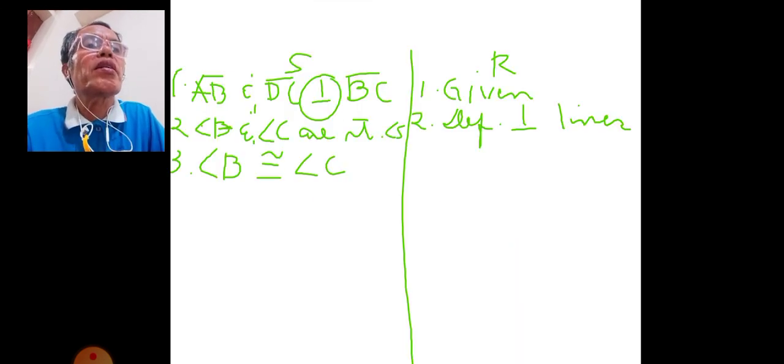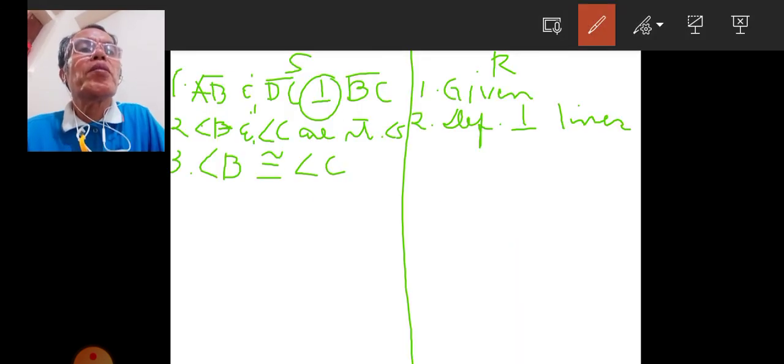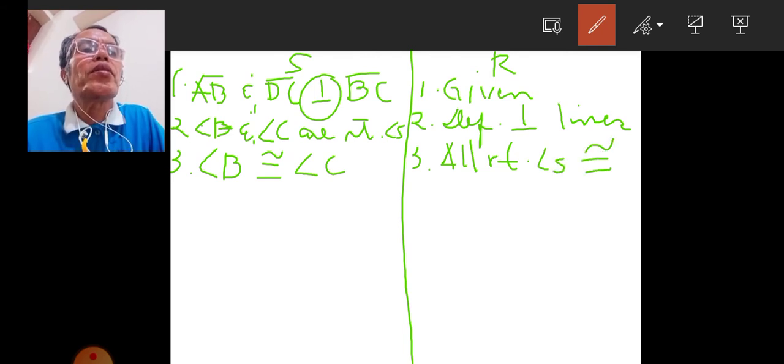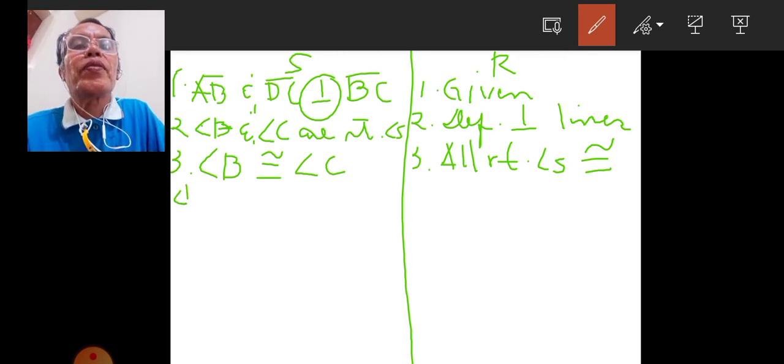For statement number 3, you can say now that angle B is congruent to angle C. So what would be our reason? All right angles are congruent. So number 4.